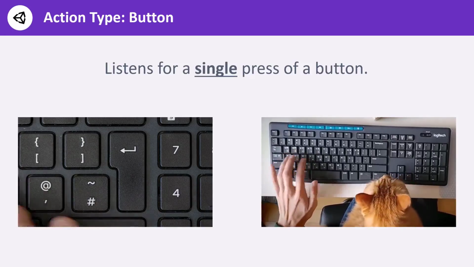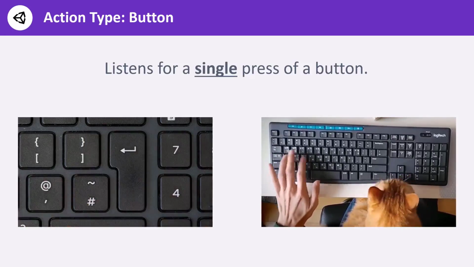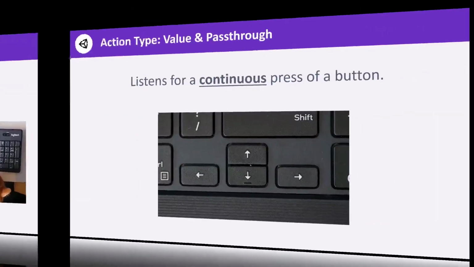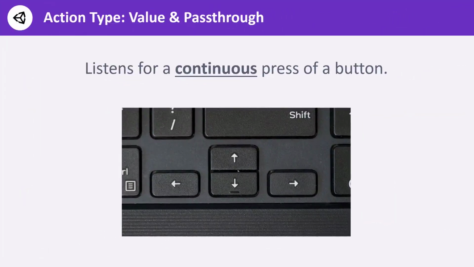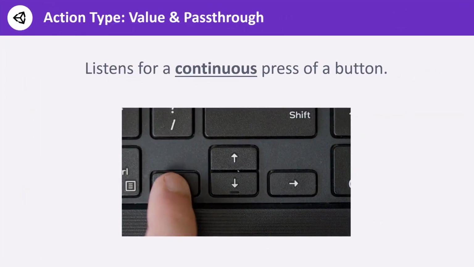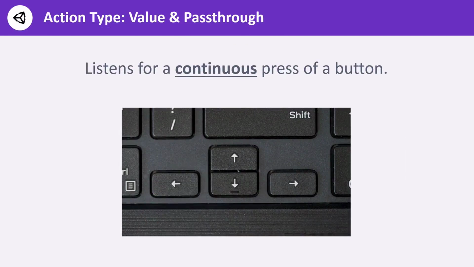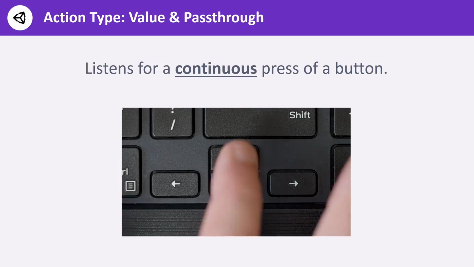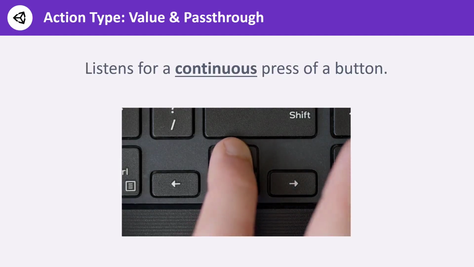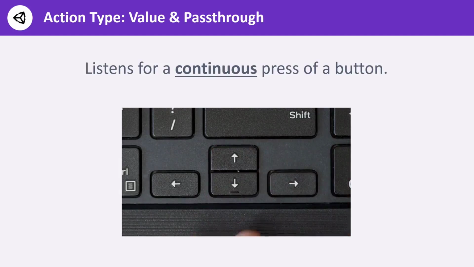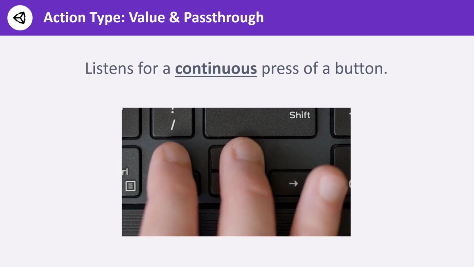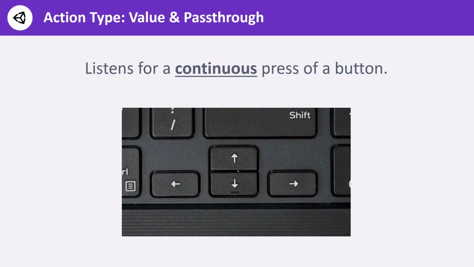The next 2 types are called value and pass-through. They're very similar to one another. Unlike the button type, these types will listen for a continuous button press. This behavior may be desirable for moving players. Players should move as long as a button is pressed. This brings us to the question, what's the difference between value and pass-through?